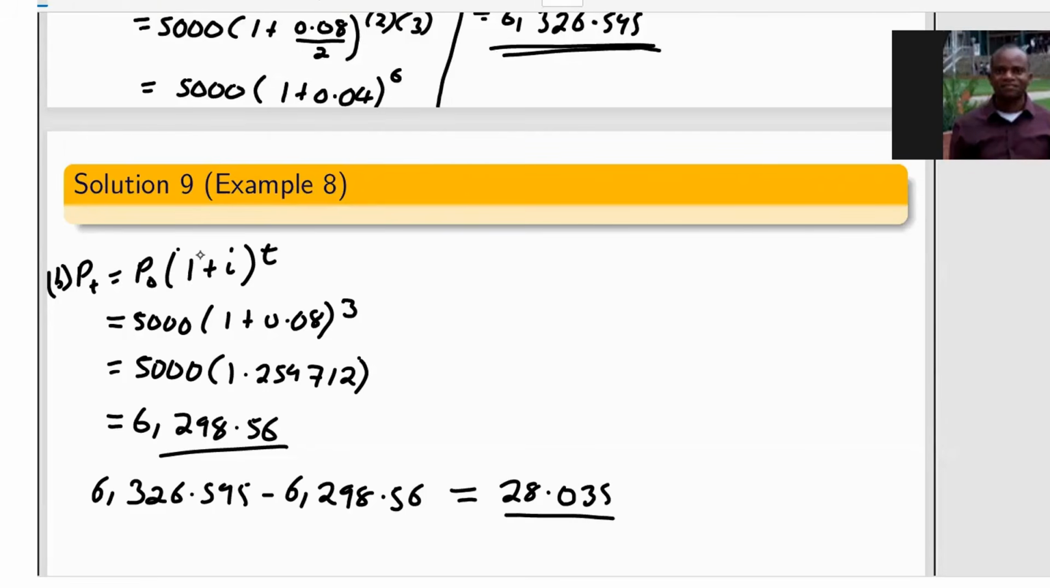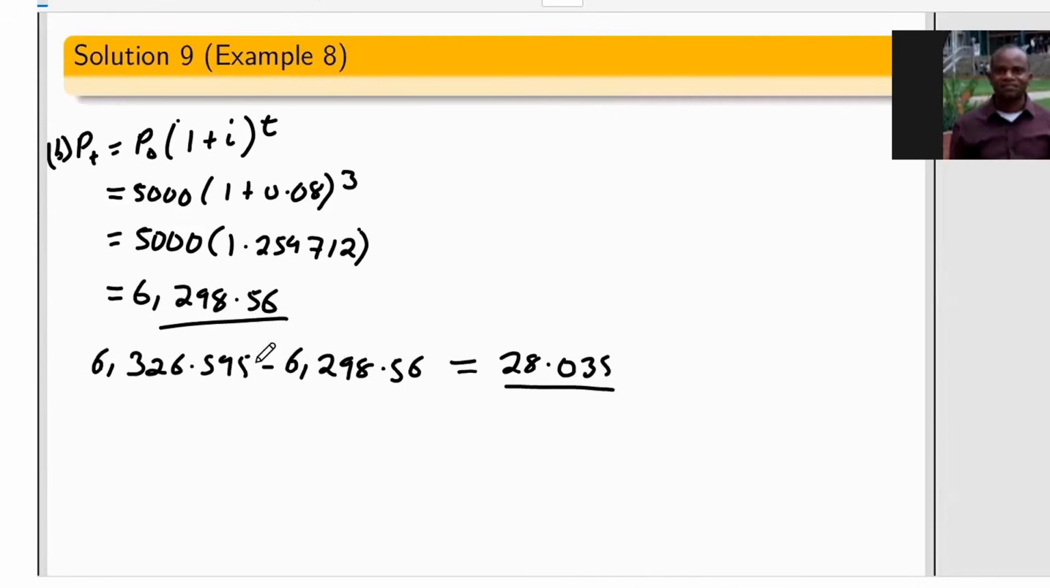We can see clearly here that when the investment of 5,000 is invested for 3 years, semi-annually, we get 6,326.595. But when it is invested annually, we get 6,298.56, meaning that the investment compounded semi-annually gains 28.035 more than when it is invested once. So that's how we would go about this question. Well, let's go to part C.